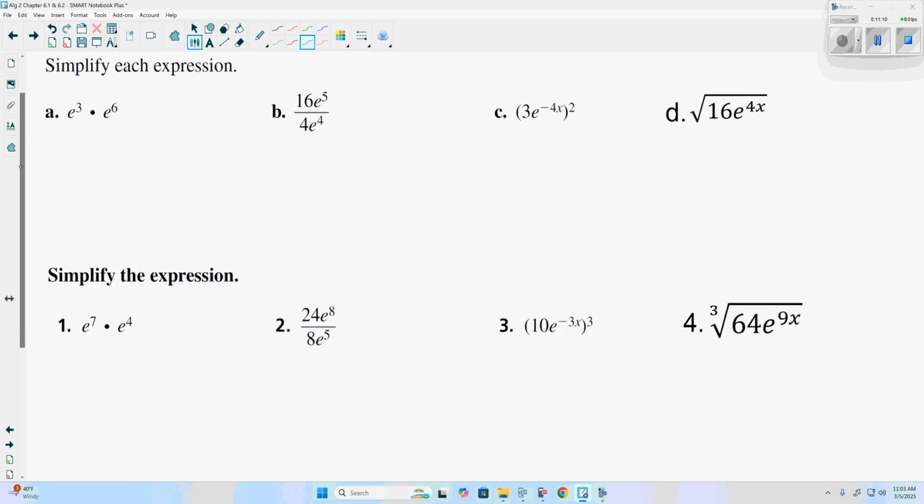And one of the interesting things with e is we can actually treat it like a variable in a lot of cases. Because if we looked at e to the third times e to the sixth, when we multiply like bases, we add the exponents. So 3 plus 6 is 9. So e to the third times e to the sixth is e to the ninth.